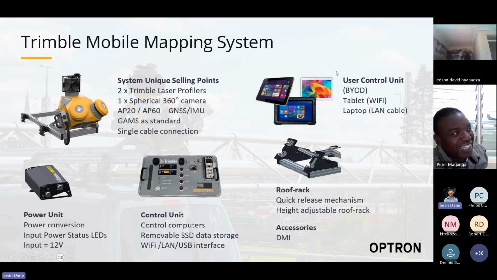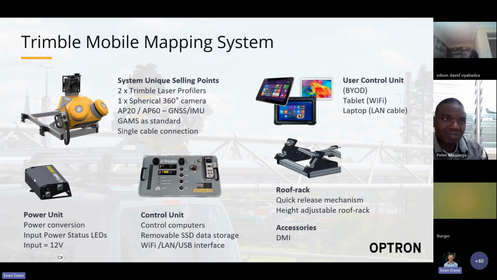How to control it? You control it with your own device. You can literally control it with your mobile phone. If you have a large resolution screen, recommended 10-inch screen for you to effectively see the data and so on, but you can literally use any device. So we basically build a small Wi-Fi hotspot inside the vehicle with this control unit, and you connect to the Wi-Fi hotspot and you control your mobile mapping system. That's how easy it is.